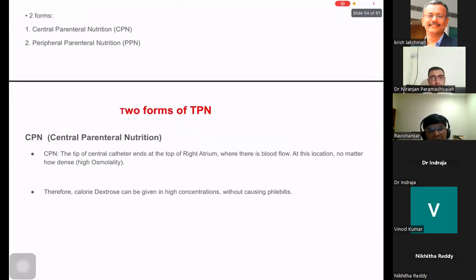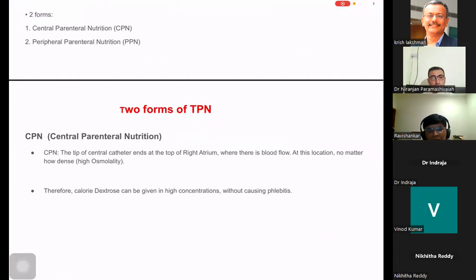The basic difference between central parenteral nutrition and peripheral total parenteral nutrition is the osmolarity. In central parenteral nutrition, the osmolarity is around 1500 to 1800. In peripheral, it is around 700 to 900. The glucose concentration is around 40% in central parenteral nutrition, and it is 12 to 13% in peripheral parenteral nutrition.